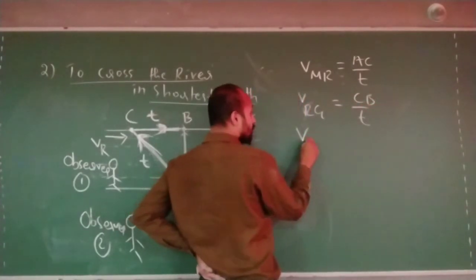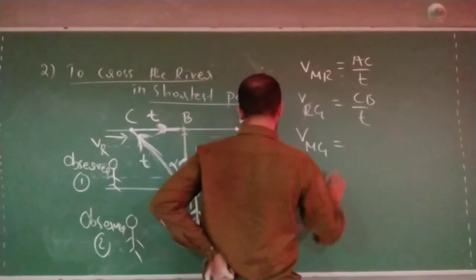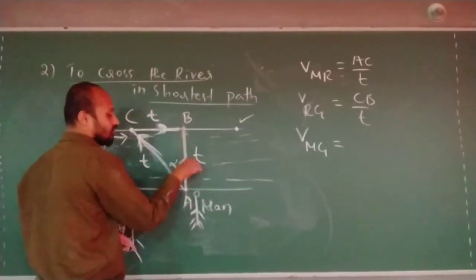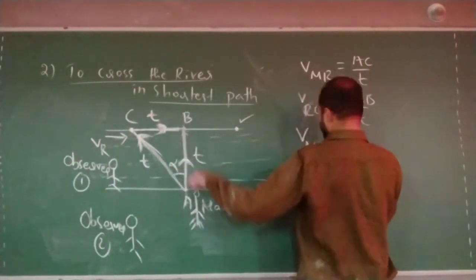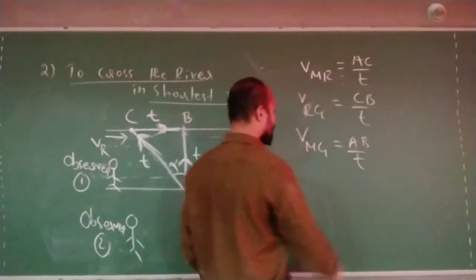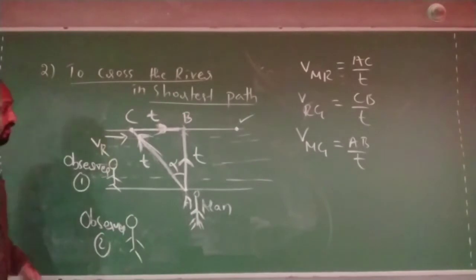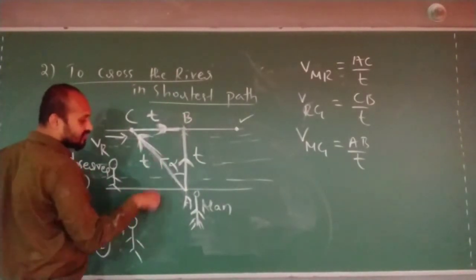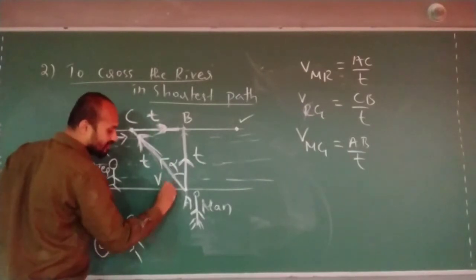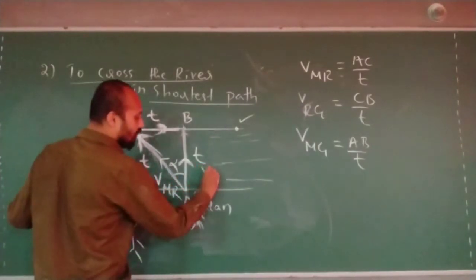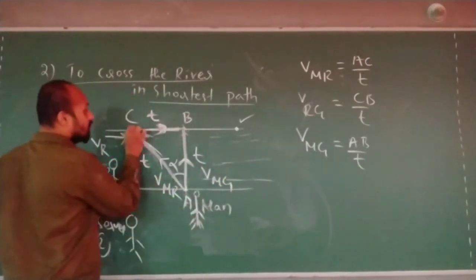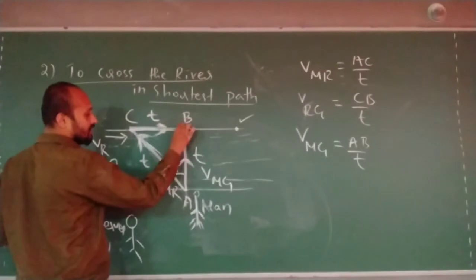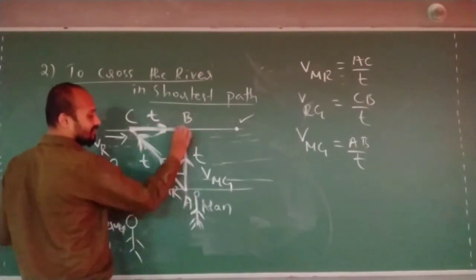Velocity of man with respect to ground, he will look like he is going like this. That is AB by T. Correct now? Yes or no? This is the velocity of a man with respect to river. This is the velocity of a man with respect to ground. There are three vectors. One is this vector, one is this vector. The resultant of these two vectors is this vector.